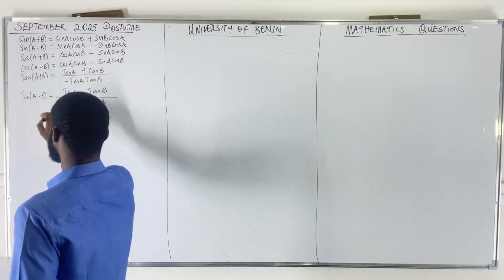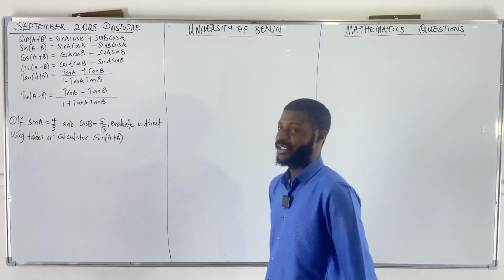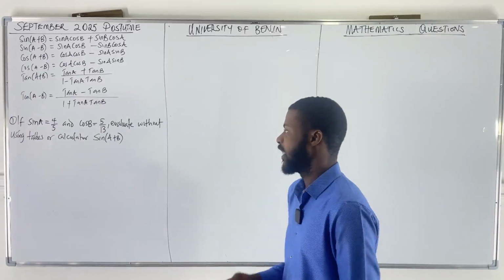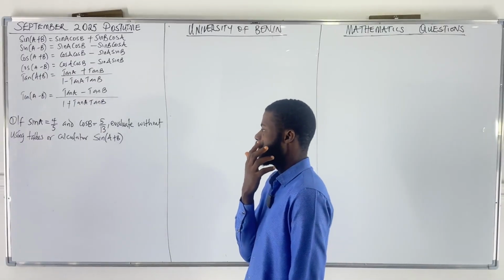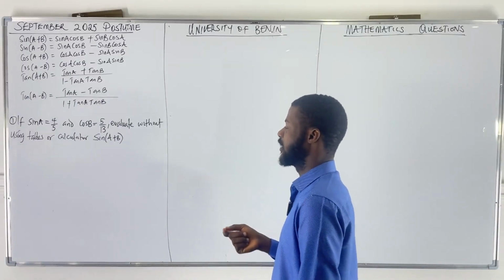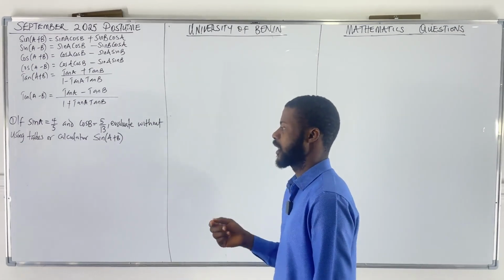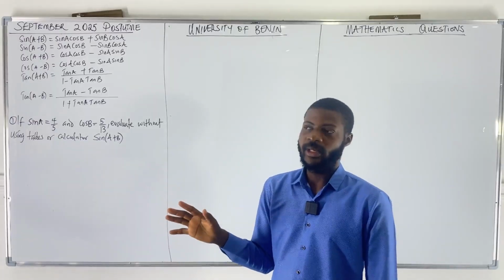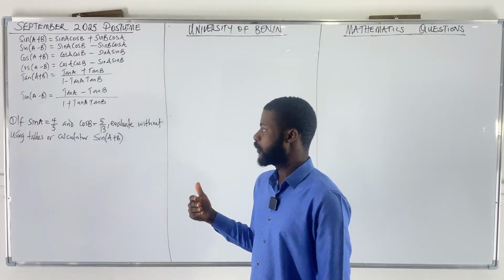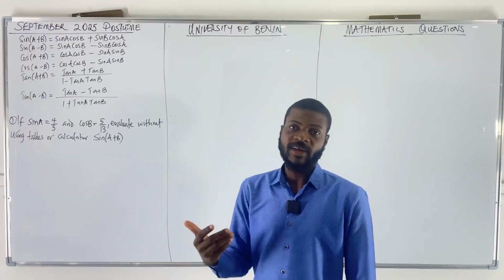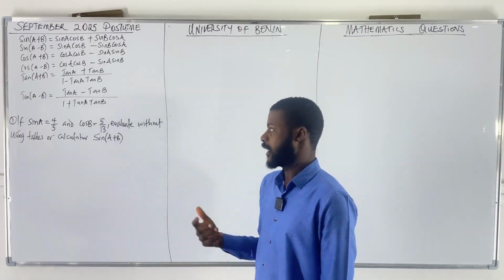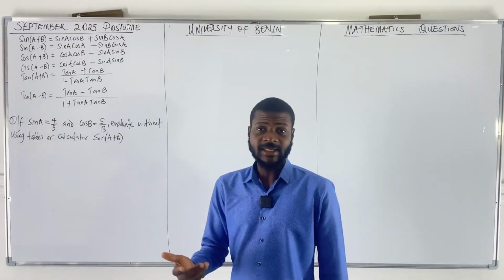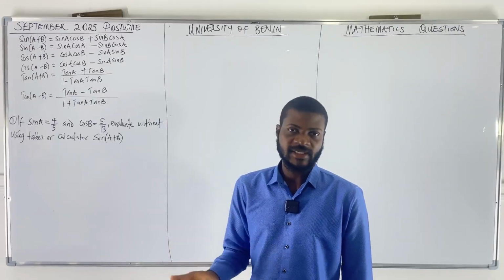So the first question says, if sine A is equal to 4/5 and cos B is 5/13, you're asked to evaluate, without using tables or calculator, sine (A plus B). And the thing about this problem is you need to know how to use Pythagoras theorem. But basically, if you already understand it, you can solve this problem much faster.